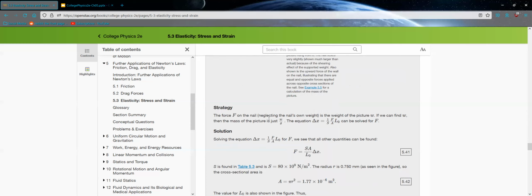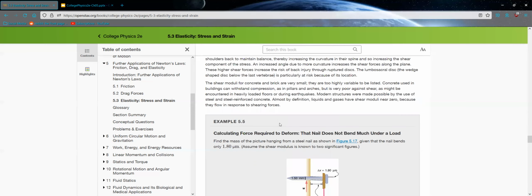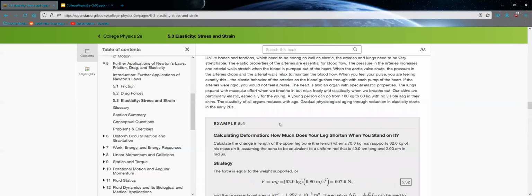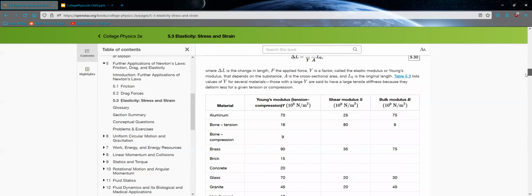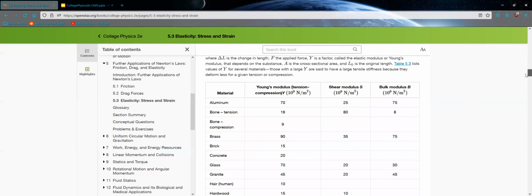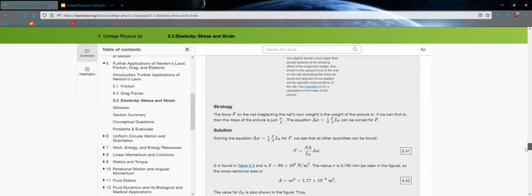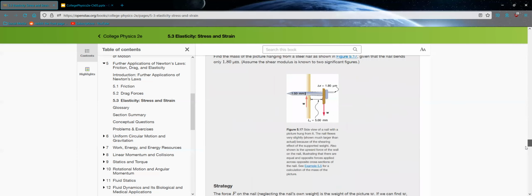So I do have an equation from the text that is delta x equals 1 over S times F over A times L naught. And then I can rearrange for force, because force is the thing I'm looking to solve, and then fill in the information I need. So what is S? Well, S is the shear modulus of any given material, I think it said 5.3. Here we go. S is the shear modulus, so how much something is shearing down, bending down, given a material. So we know the nail is steel, I believe, right? Yeah, the nail is steel.